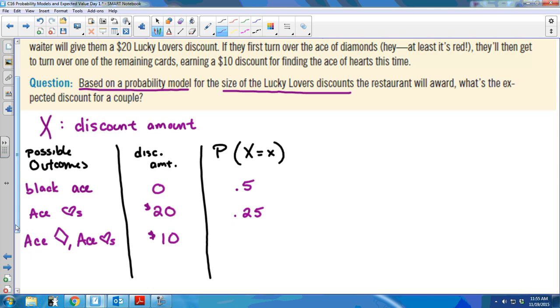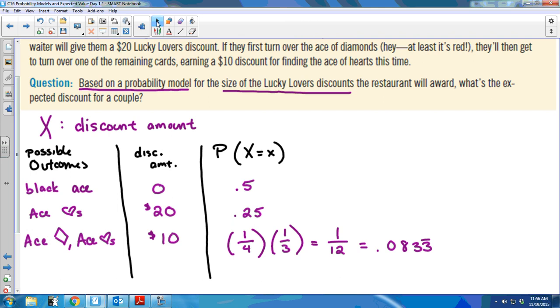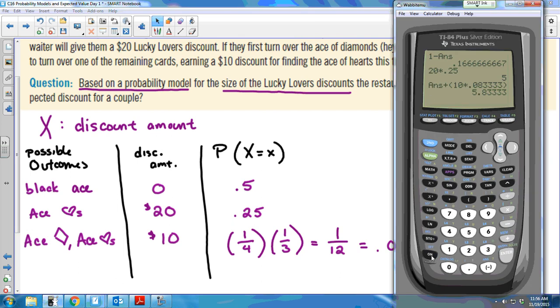We'll do it in fraction form this time to get the decimal. You draw the ace of diamonds the first time, so it's the probability of drawing the ace of diamonds, 1 in 4. And so you've taken that card and you're not putting it back. So then it's the probability of getting the ace of hearts on the next card, 1 in 3. So that's 1/12, which is 0.083, I think. I did it earlier. I'll look. Yeah. Okay. There it is.